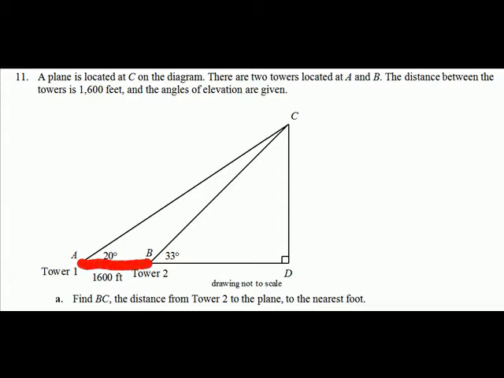So this distance here is 1,600 feet. And the angles of elevation are given in the diagram. So from tower A to the plane, that angle of elevation is 20, and from tower B, the angle of elevation is 33. It's closer to the plane, so it makes sense its elevation would be bigger, right? The angle of elevation. So we're asked to find distance BC.